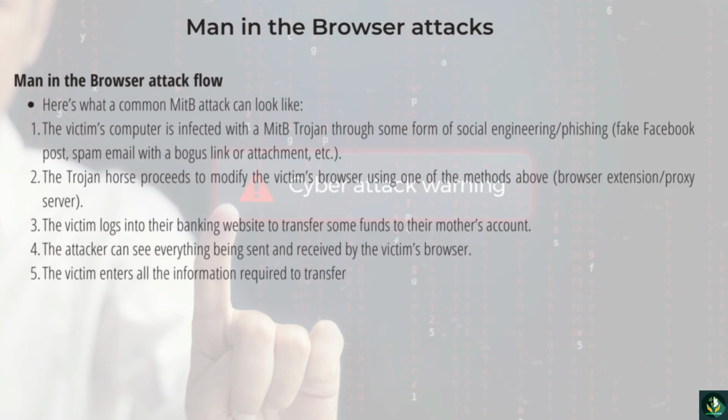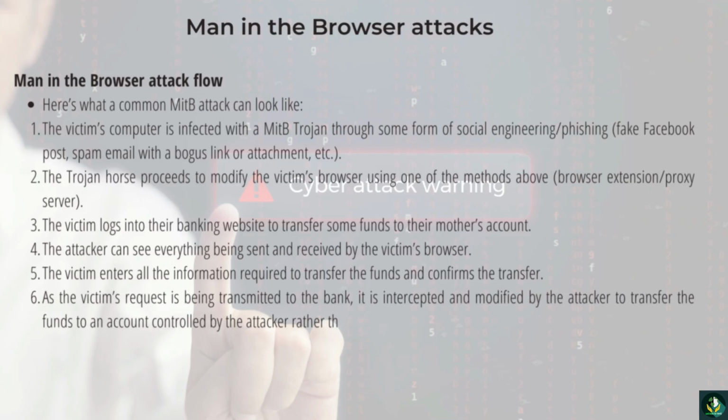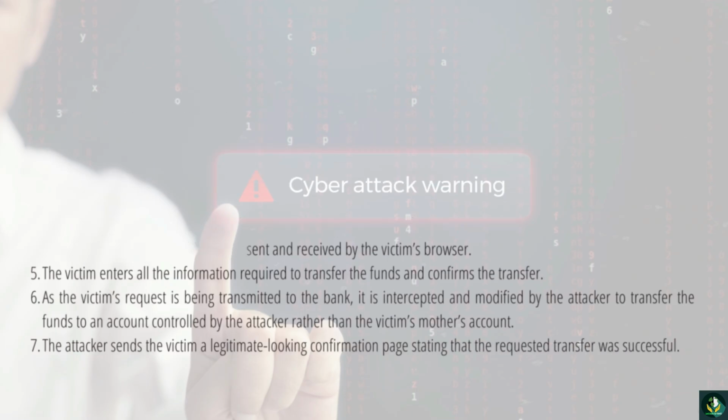5. The victim enters all the information required to transfer the funds and confirms the transfer. 6. As the victim's request is being transmitted to the bank, it is intercepted and modified by the attacker to transfer the funds to an account controlled by the attacker rather than the victim's mother's account. 7. The attacker sends the victim a legitimate-looking confirmation page stating that the requested transfer was successful.